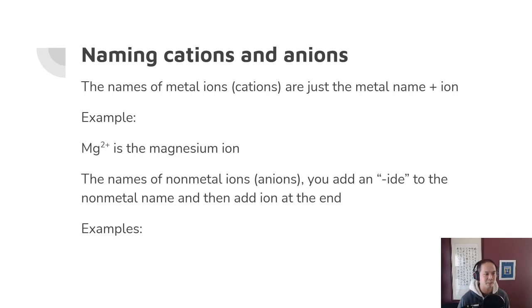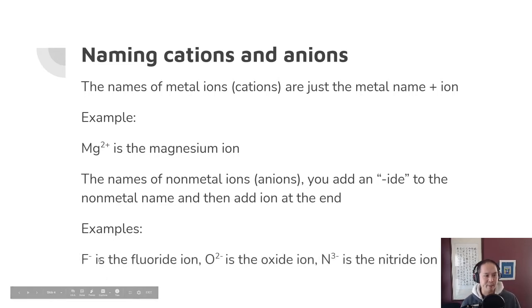So here are 3 examples for you guys. F- is fluorine, so it becomes fluoride, and we just call it the fluoride ion. O2- is oxygen. It's the oxygen ion, but we drop the "ygen" and change it to oxide. Then just call it the oxide ion. N3- is nitrogen. We drop the "ogen" and make it the nitride ion.